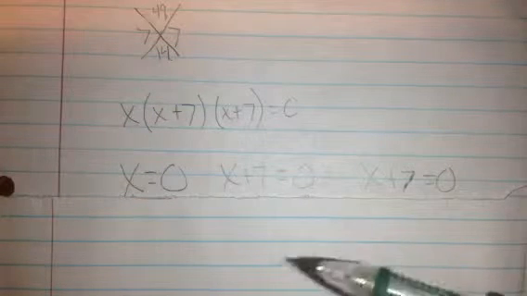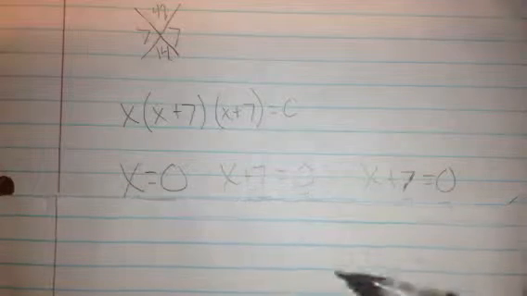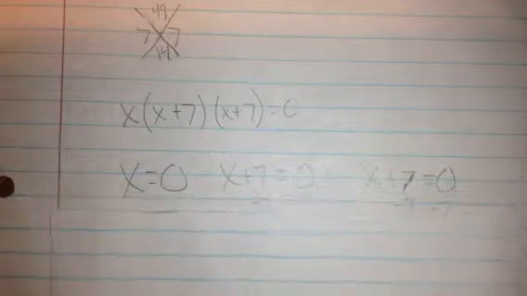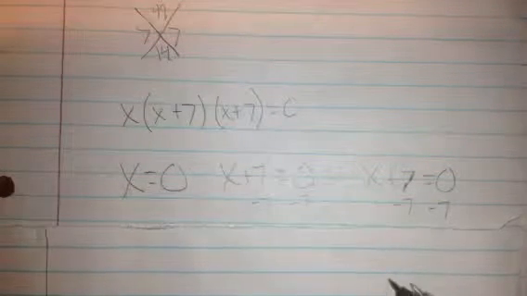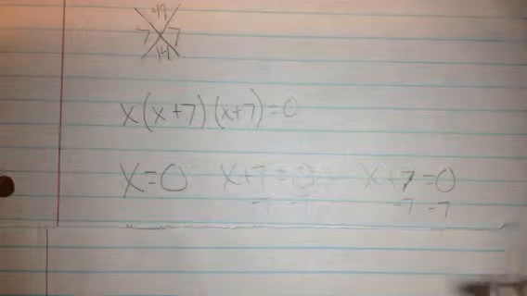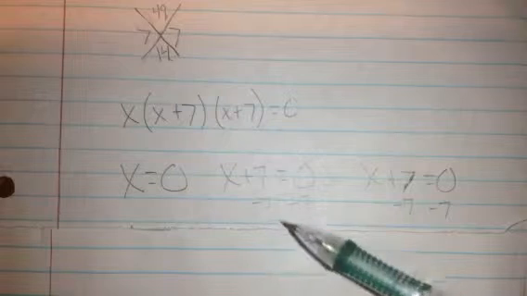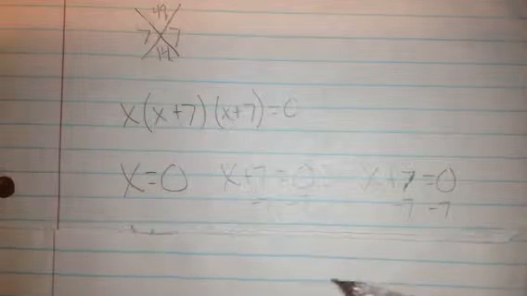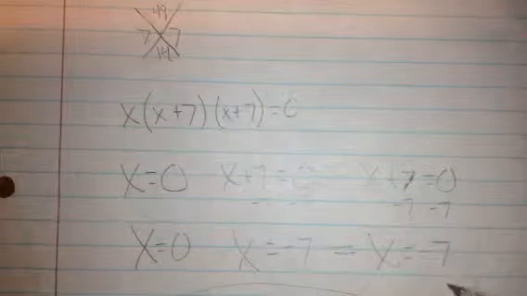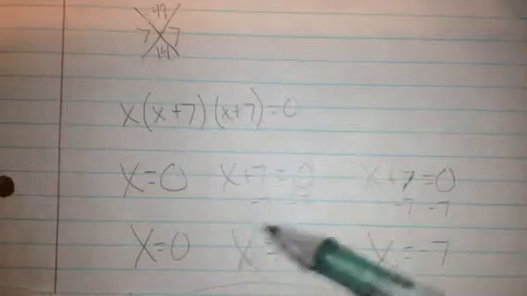And what you do is set all the factors to 0 to get them by themselves. So x alone is x equals 0, x plus 7 equals 0, and x plus 7 equals 0. You subtract 7 from both sides and get x equals negative 7, and again x equals negative 7. And here it's just x equals 0. So x either equals 0 or negative 7.